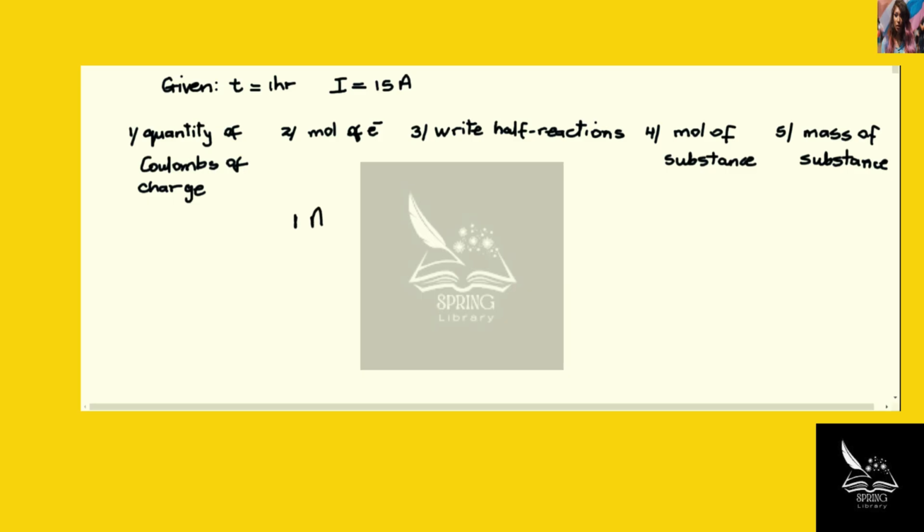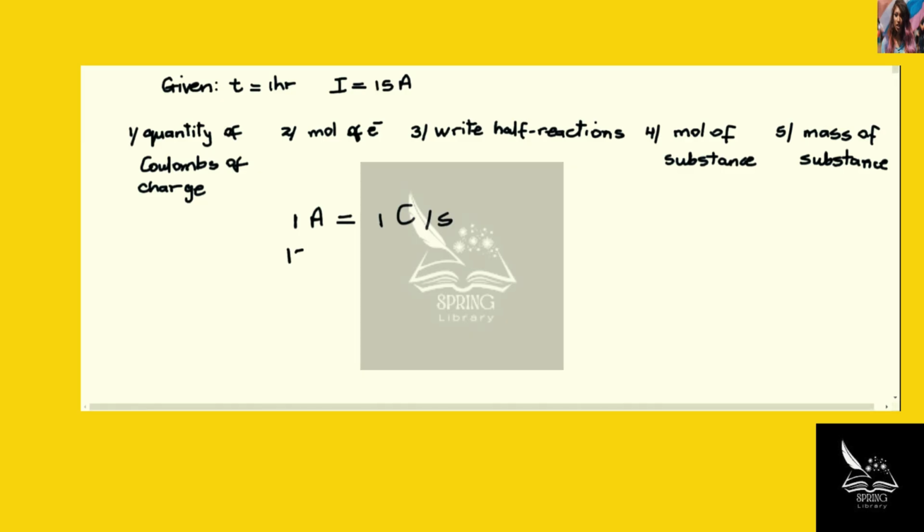1. Determine the quantity of coulombs of charge that pass through the solution. 2. Determine the number of moles of electrons which was required to carry that coulomb of charge. Thirdly, we're going to write the half reactions. Then, determine the number of moles of substance produced. And fifth, determine the mass of this substance produced.